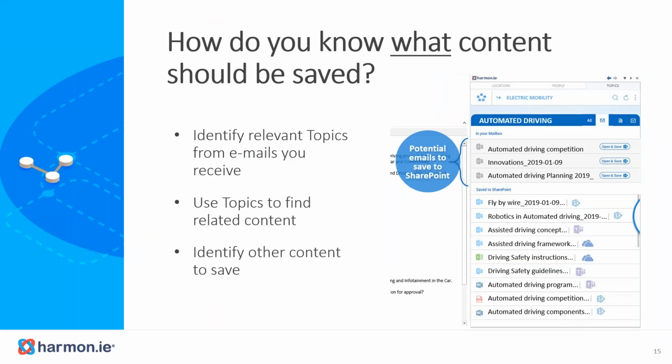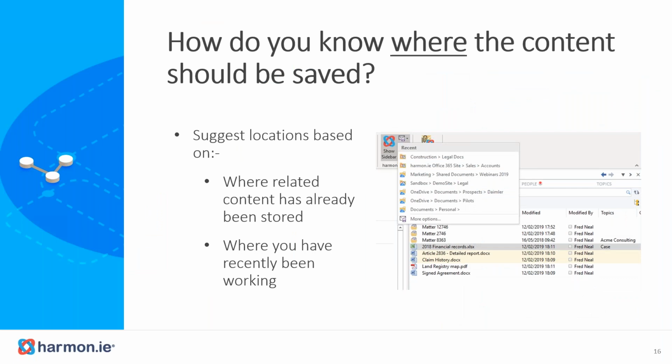So if we take that a step further, where should somebody save that content? So we've identified that there's a related email that I want to save into SharePoint, but I don't necessarily know where to save it. And that's where we're using those topics again and the Office Graph to actually suggest locations to you as well, based on the topics that have been identified and where those topics have been used elsewhere, and also what other locations you've been working on recently, provided by the graph. So it might be locations that you've been using in Harmony, or it could be locations that you've been using in the web browser, for example.